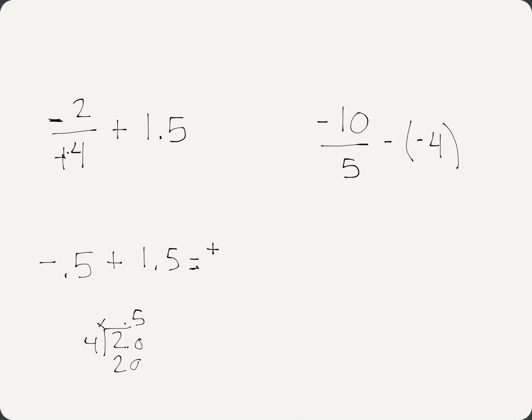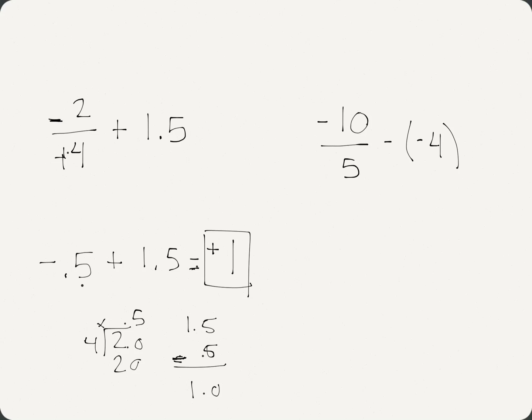The difference between 0.5 and 1.5 is 1. The answer is positive 1. I always find the difference by subtracting. In this case, to find the difference, we'll use subtraction. I'm not going to add the negative, because if I add the negative, I end up right back here. So we're going to use subtraction. 1.5 minus half is 1. Okay, let's try the next one.